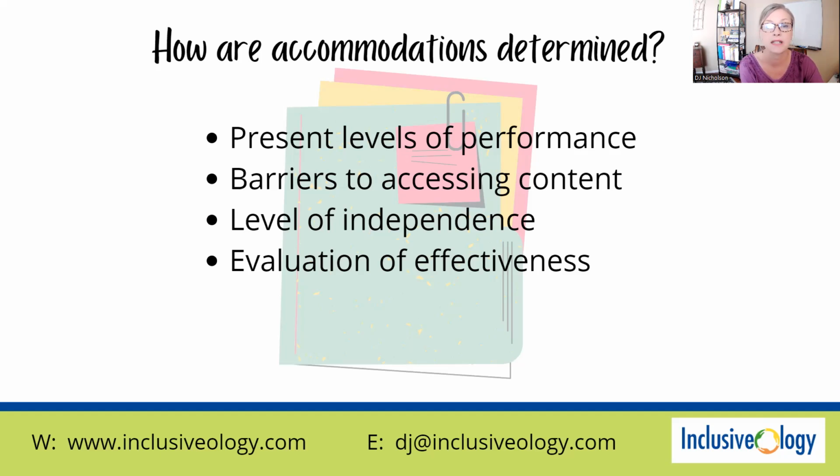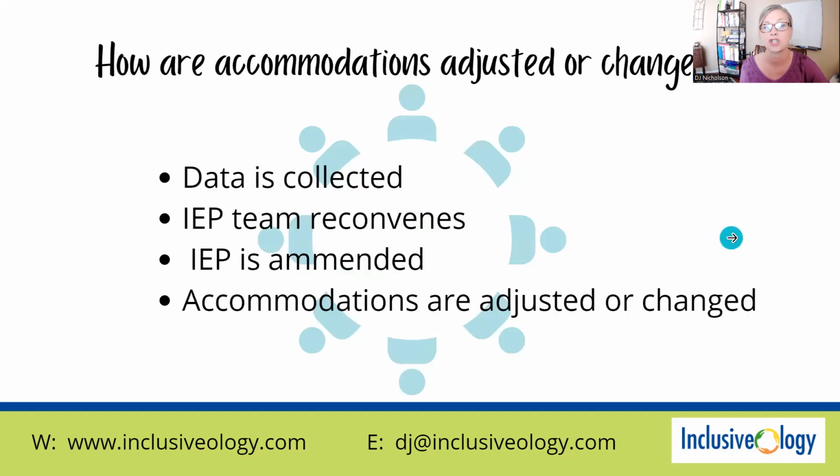That's not happening to the child's benefit in order to help them access their learning. And of course, we're going to take a look at the level of independence. What are things that they can do really well? We want to always tap into their strengths. And then once accommodations are determined, we're going to evaluate if they're effective or not. And so if they're effective, of course, we want to keep them. If not, we want to go ahead and make some adjustments or changes.